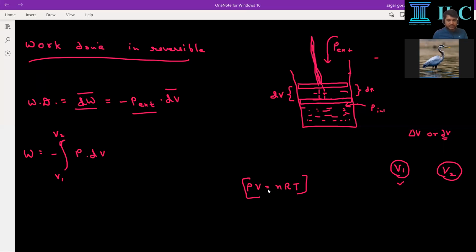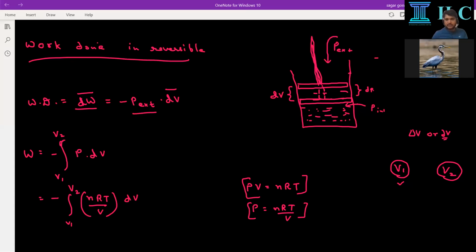So PV is equal to nRT. If PV is equal to nRT, we can say P is equal to nRT upon V. Can we put this value here? Of course we can. So V1 to V2 it is going. In the place of P we can write nRT upon V. So P is equal to nRT upon V, right? And it becomes dV.